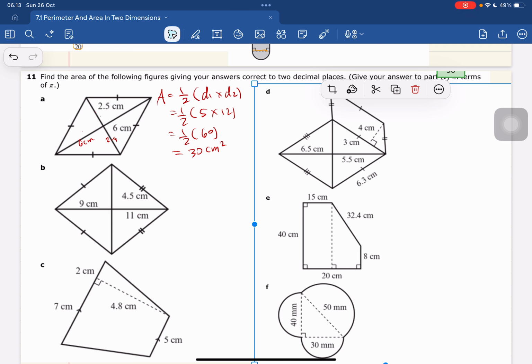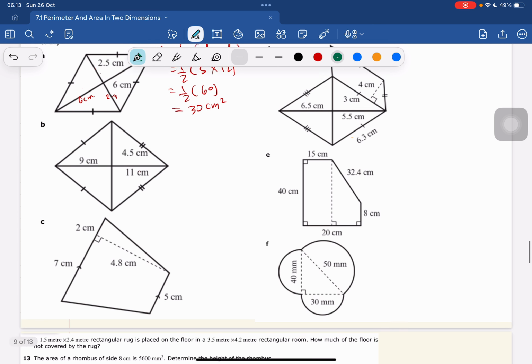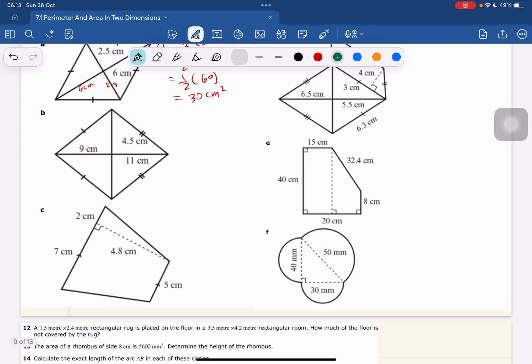Next, this is still the same type of question. So this is a kite. We got first diagonal 9 and 11. This is 4.5 and 4.5. So the area is a half of first diagonal times the second diagonal. So half of 9 plus 11 is 20 times 4.5 plus 4.5 is going to be 9. So this is a half of 180, which is the answer of 90 centimeters square.